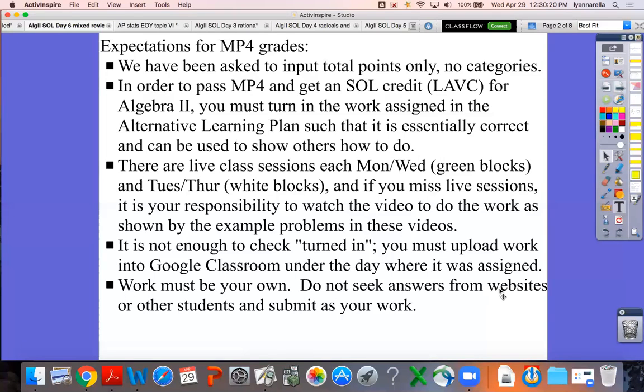Please don't seek answers from other websites or other students and submit it as your own work. The whole point of marking period 4 is that a student who gets this SOL credit should be able to turn around and teach another student how to do the work. And if you're copying a friend's work and somebody asks you, hey, how did you do that? And you're like, I don't know, she showed me how. Then you don't really understand it. So let's keep that in mind, guys. Let's be honest. Let's do our work. Let's do what we can.